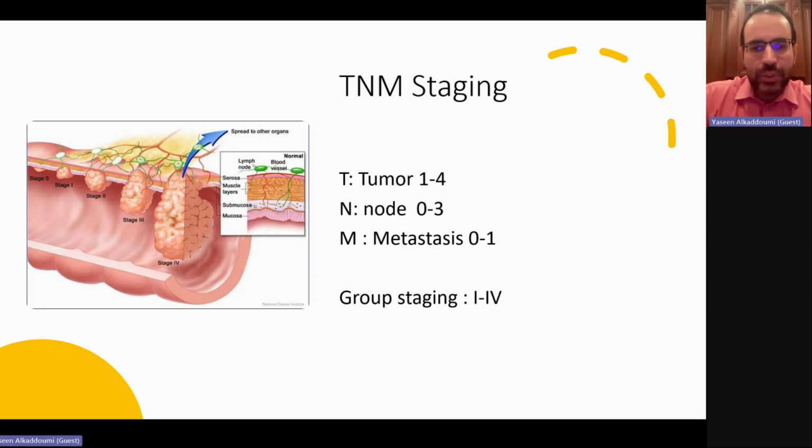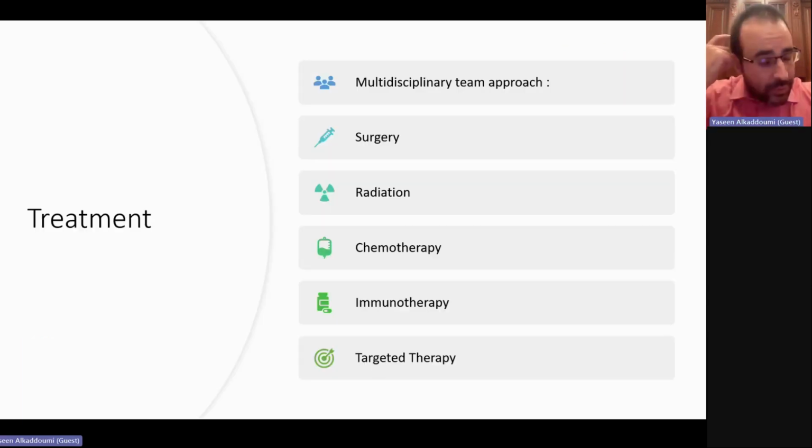And then we talk about treatment. So treatment, it's not like one size fits all. We do what we call multidisciplinary team approach. So we have a medical oncologist, surgical oncologist, radiation oncologist, and in association with the radiologist and the pathology team, we follow what's called the NCCN guidelines. This is the National Comprehensive Cancer Network guidelines.